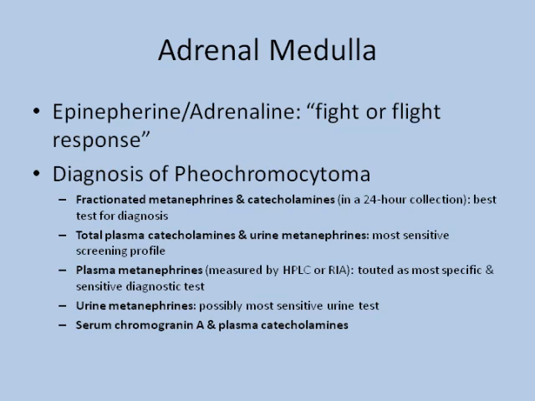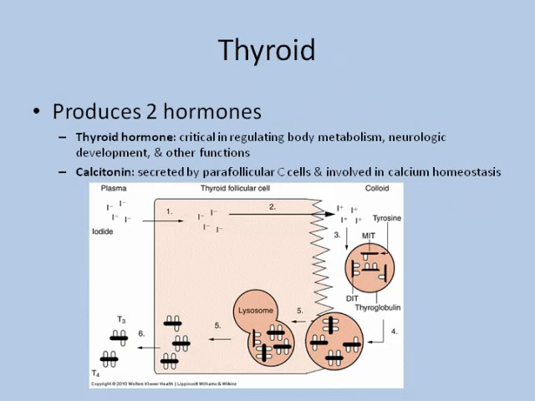So when we talk about the catecholamines, we're referring to metanephrines, epinephrine, things like that. Usually we can do a urine test to see if there's too many of those. Moving on to the thyroid. The thyroid produces two hormones, thyroid hormone and calcitonin.